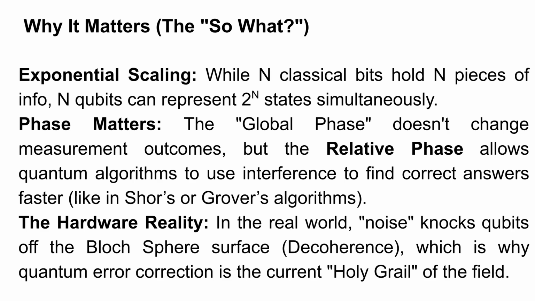Qubits matter due to exponential scaling. N qubits can represent 2ⁿ states simultaneously. The relative phase allows quantum algorithms to use interference to find answers faster. However, noise causes decoherence, making quantum error correction vital for real-world hardware.